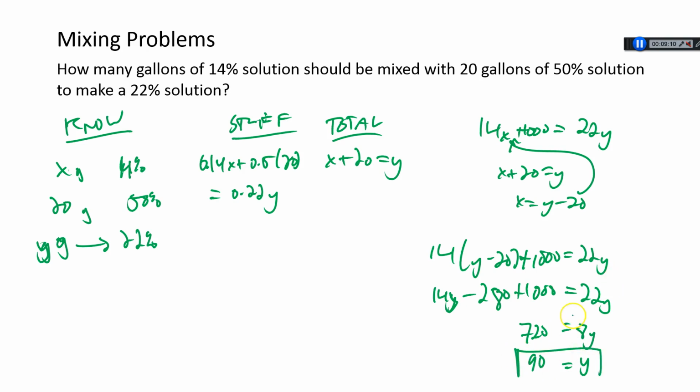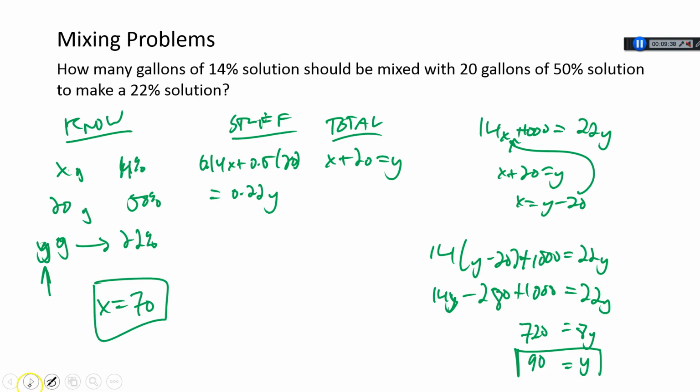Cool. So we need a lot of that to bring it down to 22%, which again makes sense to me because we need to make it a lot weaker than 50%. So 90 is our final. We've got to actually make sure we answer the question. 90 is our total, which means that x must be 70. So 70 gallons is going to be added to 20 to make a total of 90 gallons of 22% solution.